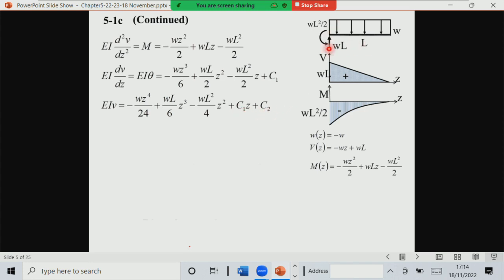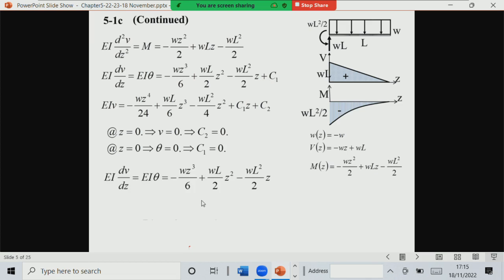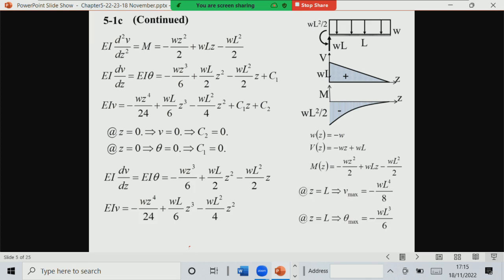In this case, this is a clamp support. We've got zero deflection at this clamp support at z equal to zero. We also have zero slope at the clamp support. So therefore, both constants end up being equal to zero. If I substitute the values, we end up with a deflection distribution and a slope distribution. This is a determinate beam, a cantilever beam, therefore the maximum deflection must occur at the free end. So z equal to L gives us the maximum deflection, also the maximum slope.